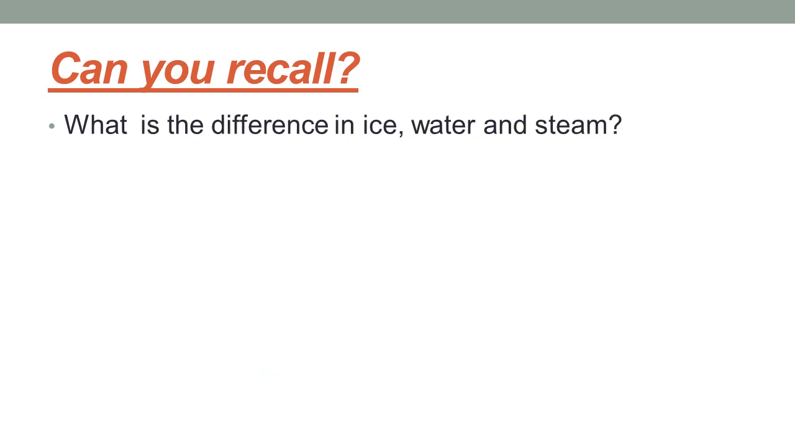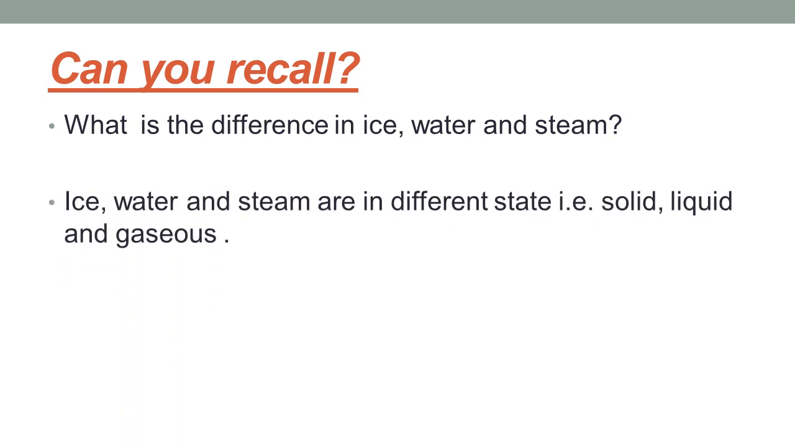states of a matter. Next it is, what is the difference in ice, water and steam? So students, the difference in ice, water and steam is in their stages, their state. So ice, water and steam are present in different state. That is, ice is solid, water is liquid and steam is gaseous.